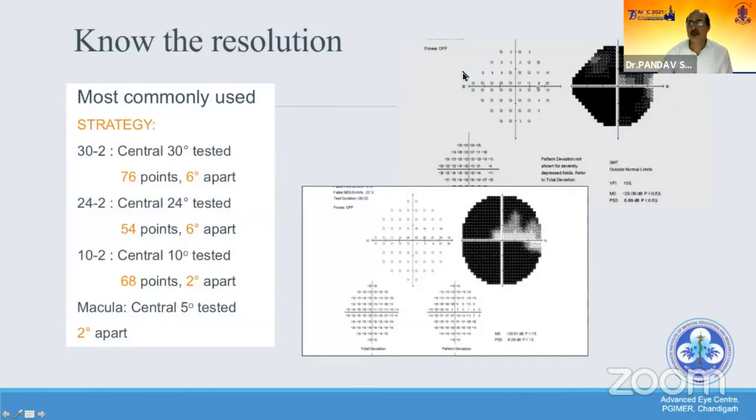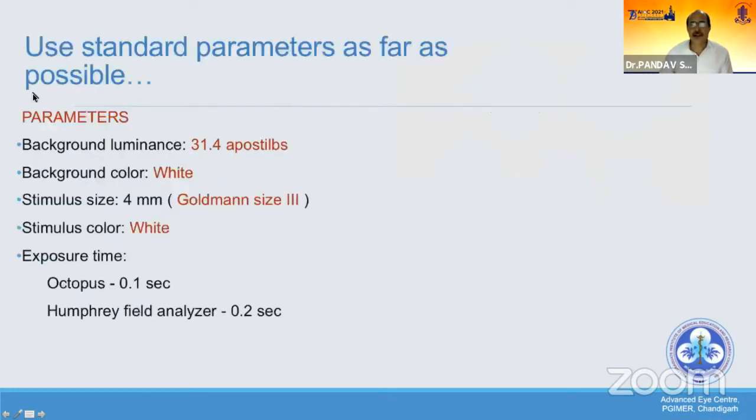And we also need to know the limitations of the test that you are doing. The perimeter is actually testing certain points at a certain distance, like 6 degrees apart, typically for 24-2 and 30-2 tests. That means there will be a lot of areas in between which are not sampled. So if there's a defect there, it would be missed. If you want more testing to be done closer, then you have to go for a 10-2 test or a macular test, especially for the central area.